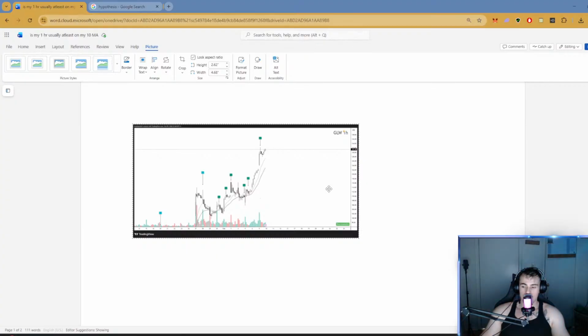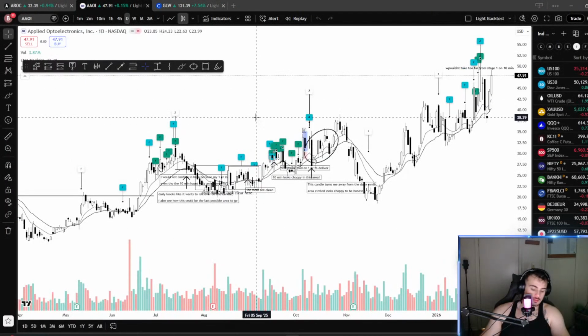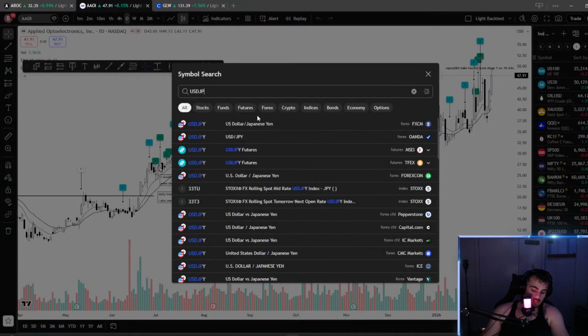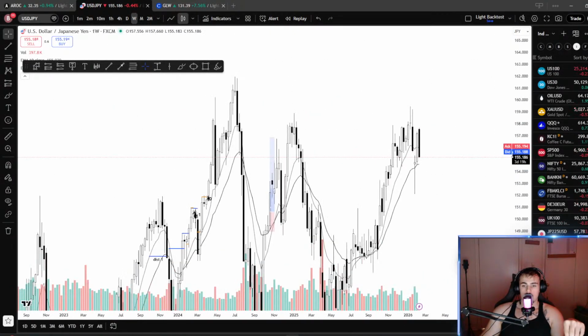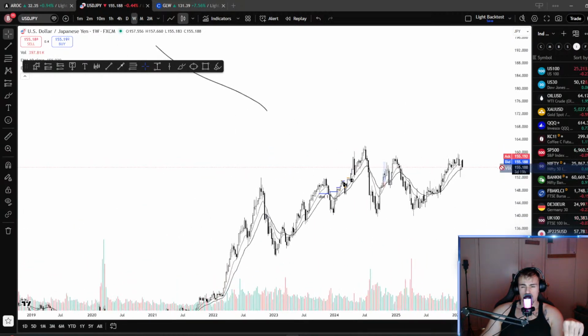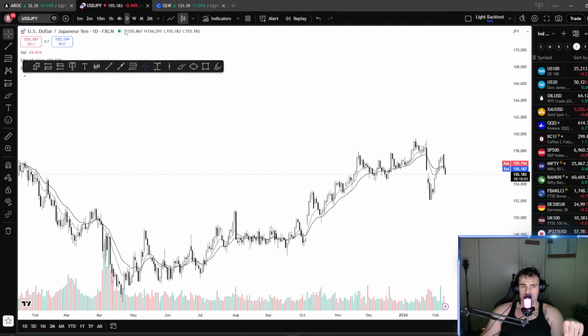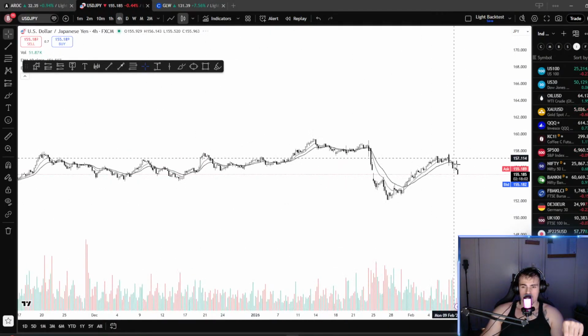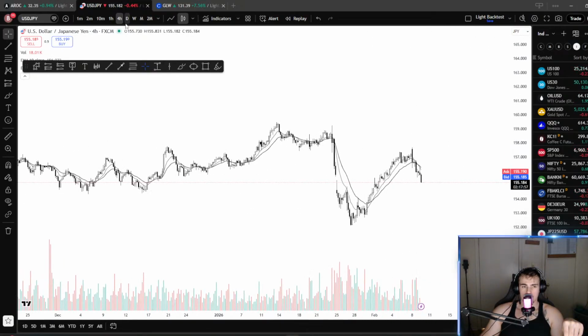I'm in a trade now. USD JPY. What's USD JPY doing? Let's see. I'm gonna assume if you took the trade today, you're in a short based on this recent action, if you can confirm that.